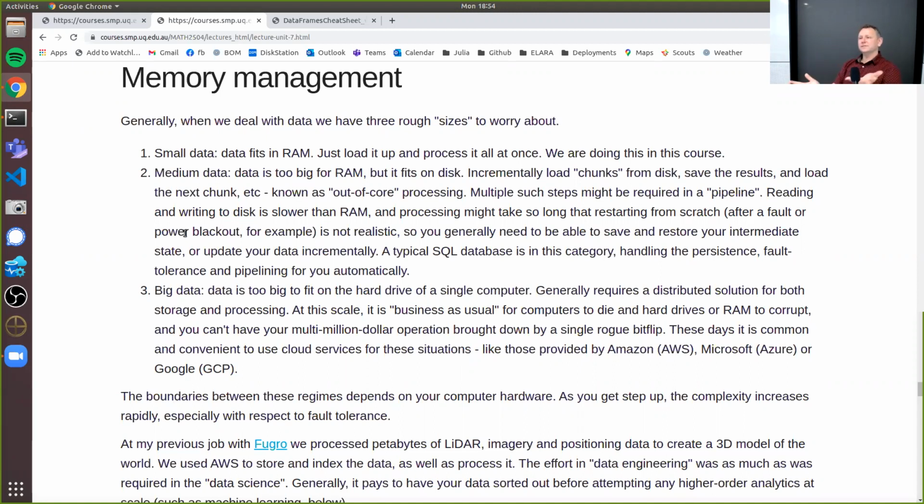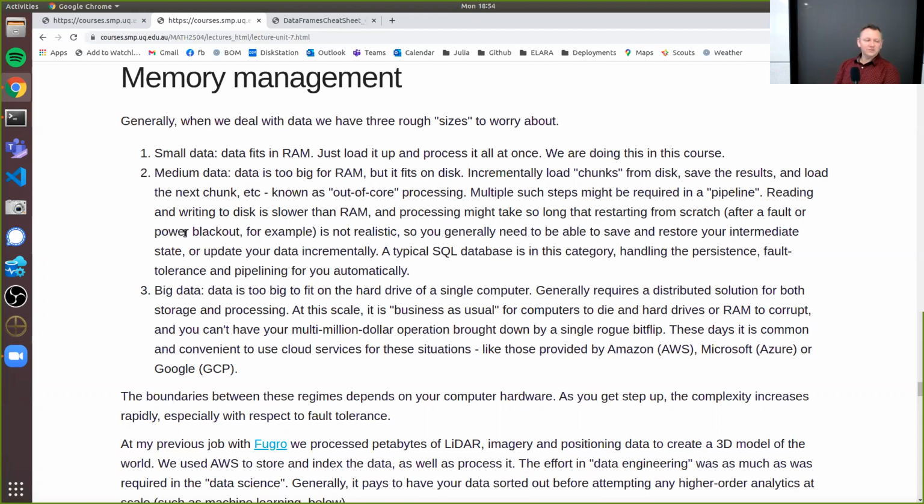When we're dealing with data, we can generally categorize it into one of three different sizes. The easiest one to deal with is small data. Small data will fit in the RAM of my computer. Now, this depends on how powerful my computer is. You can get computers with 128 gigabytes of RAM, which is going to be better at handling that kind of data than a smaller computer. And that's what we're doing in this course. We're not going to push you into these bigger kind of things. But just to know that they're there.